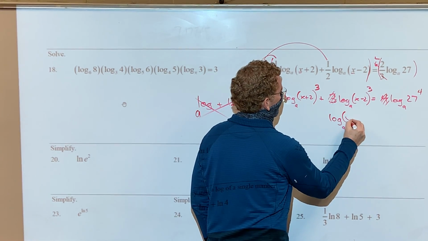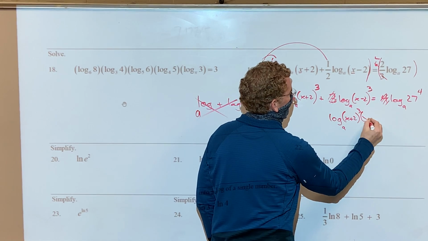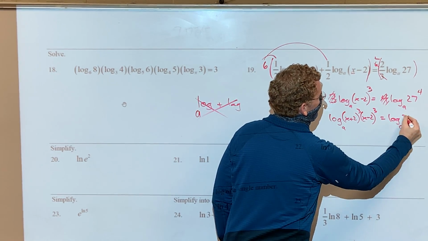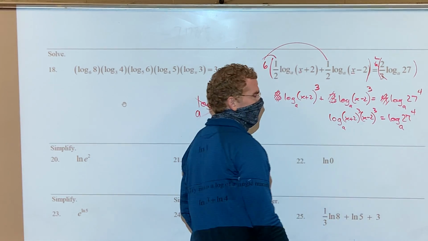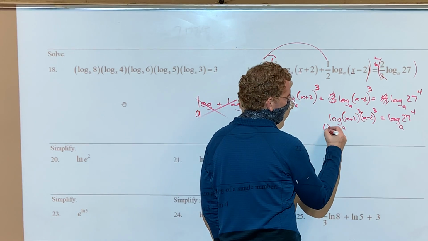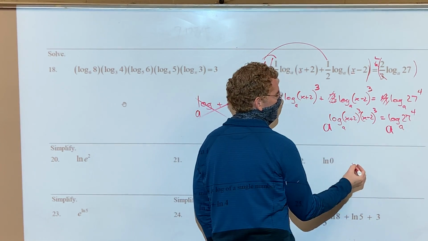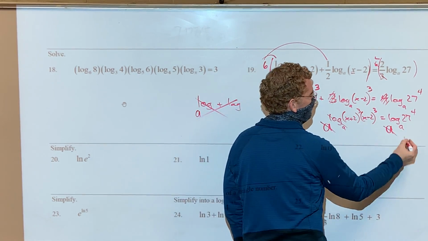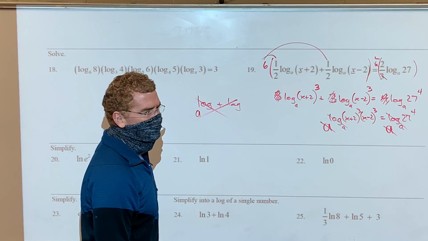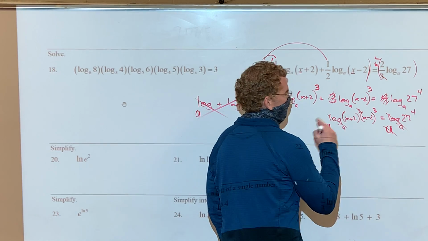Keep the log and multiply these 2 things. Now what? Now it's either 1 to 1, because you have one log and one log, or you could exponentiate, right? But either way, what happens? The logs cancel.